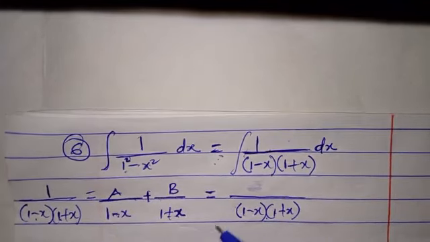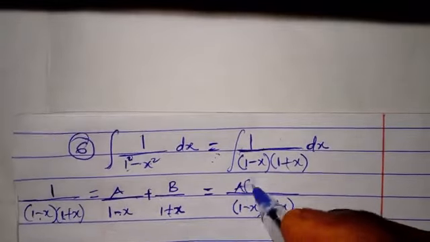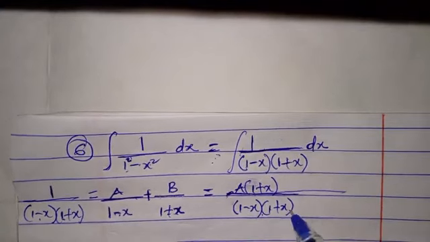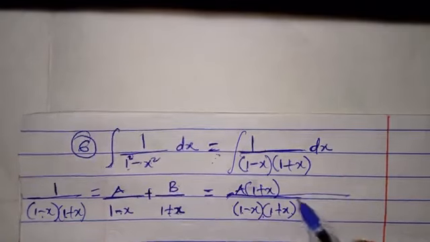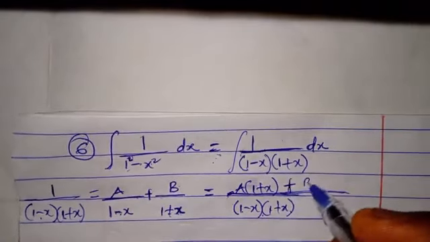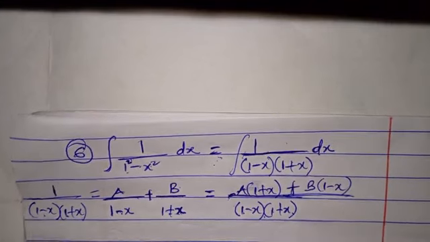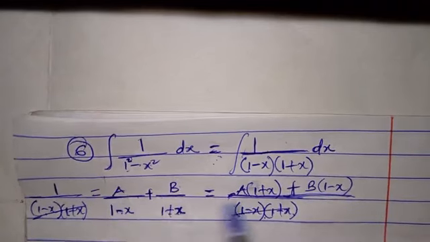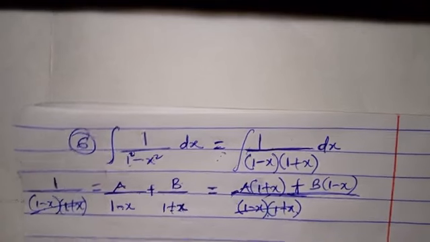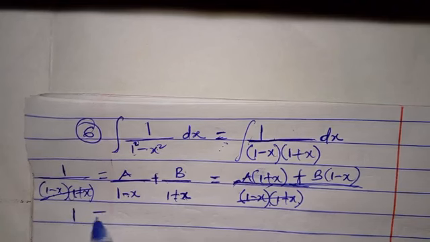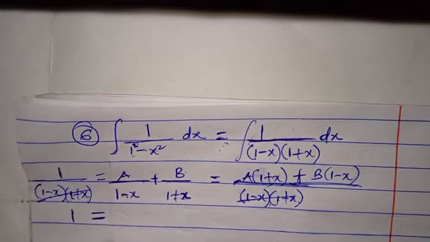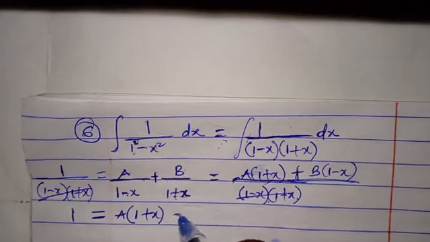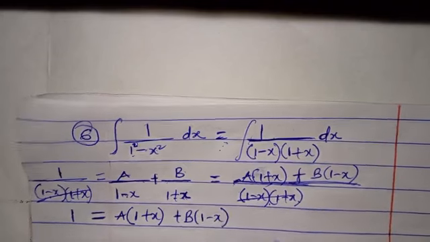So this LCM divided by 1 minus x, we have 1 plus x. So 1 plus x times a, that's a in bracket 1 plus x. The LCM again divided by this is 1 minus x times b, that's b in bracket 1 minus x. If these two cancel out, I'm not working with this anymore because this is equal to this. So I'm having 1 equal to a in bracket 1 plus x plus b in bracket 1 minus x.